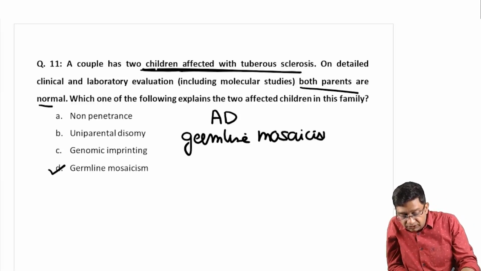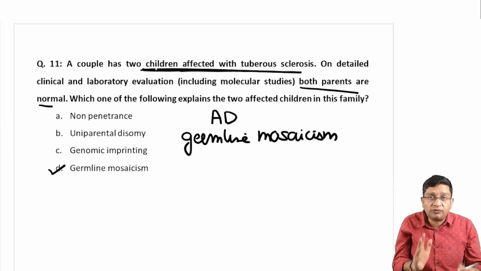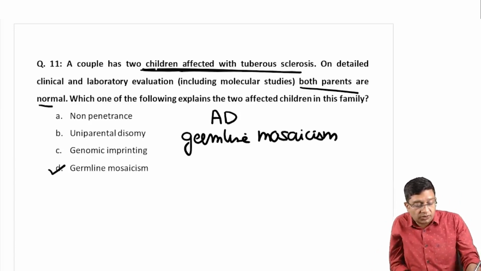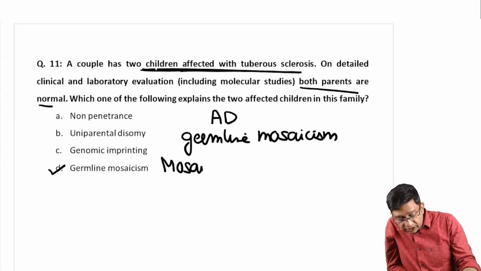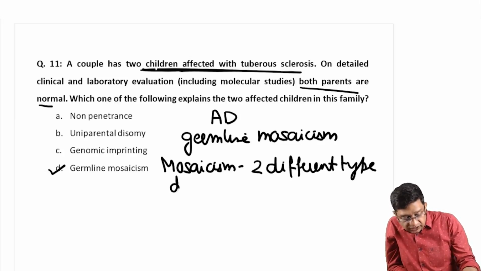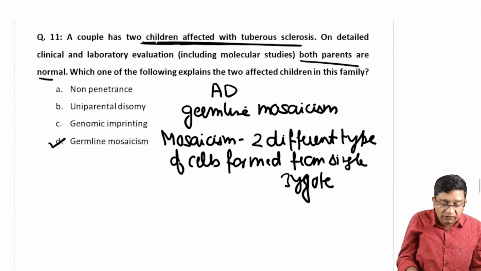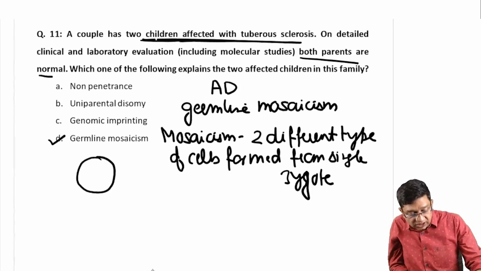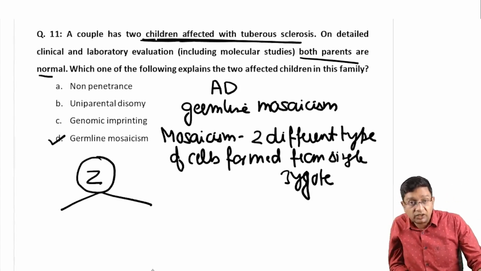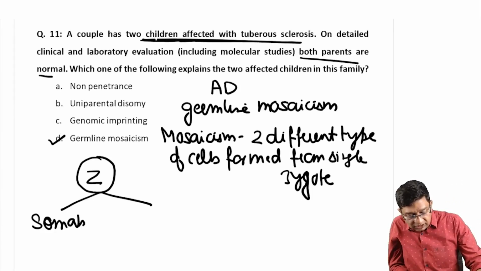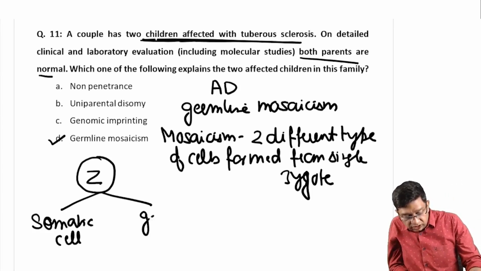Now mosaicism basically means a person is having 2 different type of cells which are formed from a single zygote. And when we attach the word germline, what it means is, let us suppose this is the zygote. Zygote divides into the somatic cells and zygote divides into the germ cells.